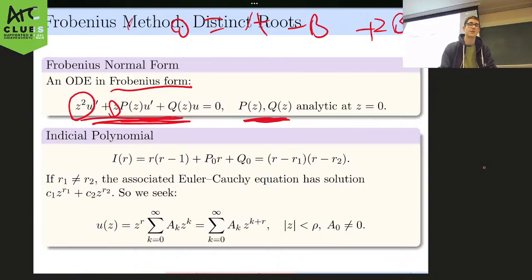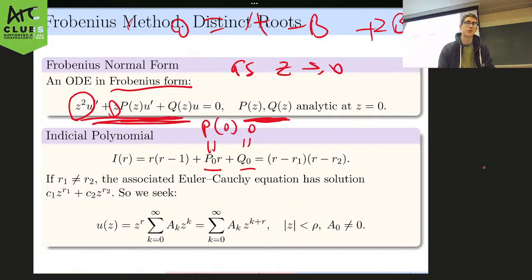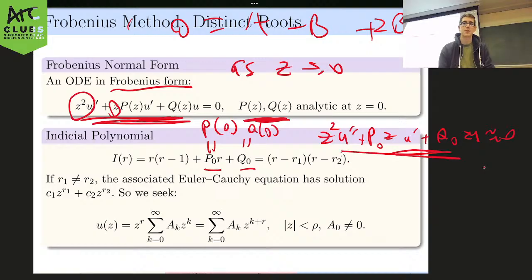And so what we say as z approaches 0, or z is near 0, we approximate our equation using p naught and q naught, which are what p and q are at 0, so this is equal to p of 0, q of 0. Then we say that z squared times u double dash plus p naught z u dash plus q naught u is approximately equal to 0. So that's our approximate differential equation.